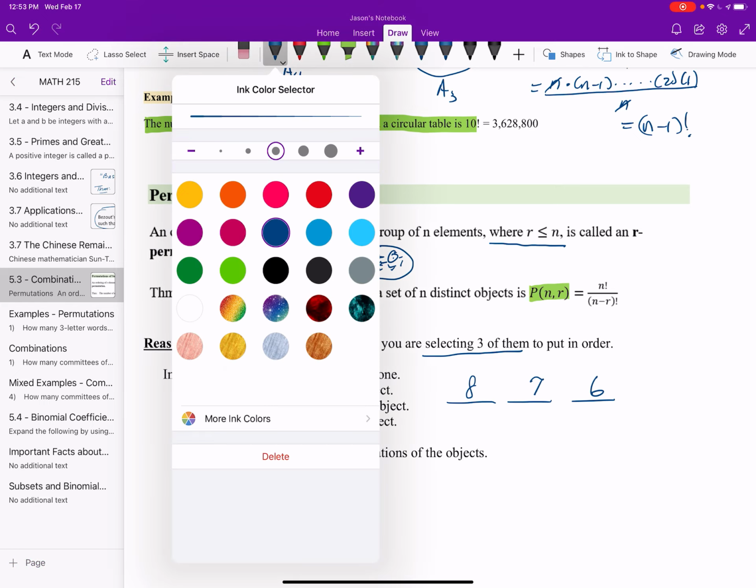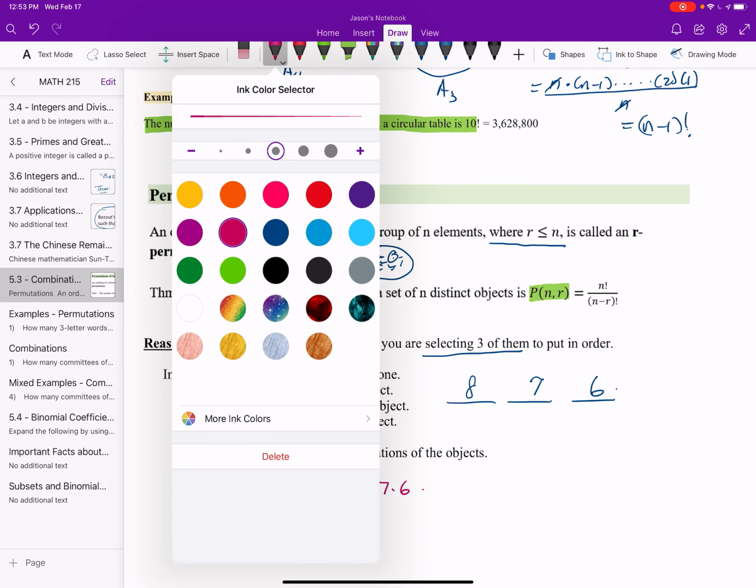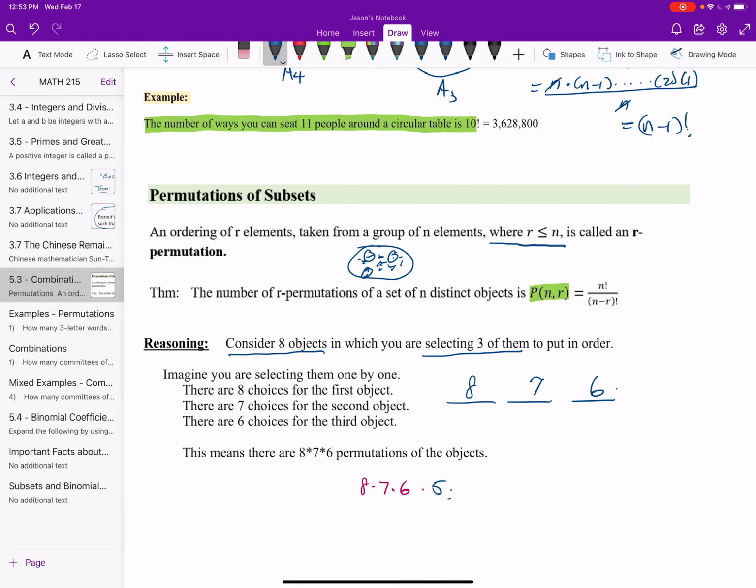And the thing to notice here is, if I keep multiplying, so I'm just going to take 8 times 7 times 6, if I keep multiplying numbers all the way down to 1, and again, whatever I do in the numerator, I have to do in the denominator, or if I multiply, I have to make sure I divide back to keep the number the same. This is now 8 factorial over 5 factorial.